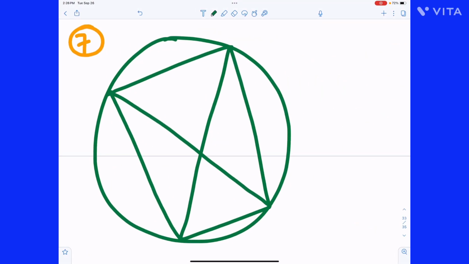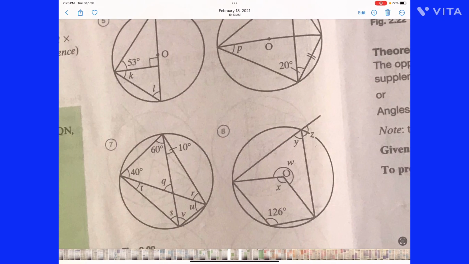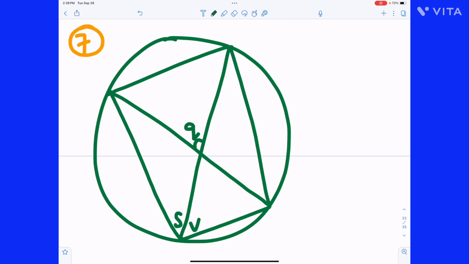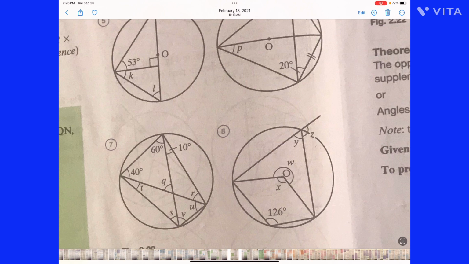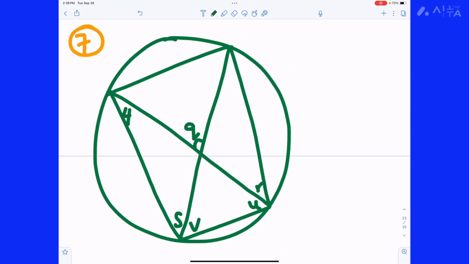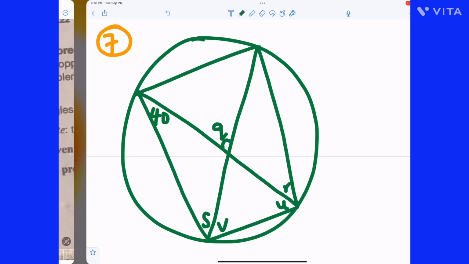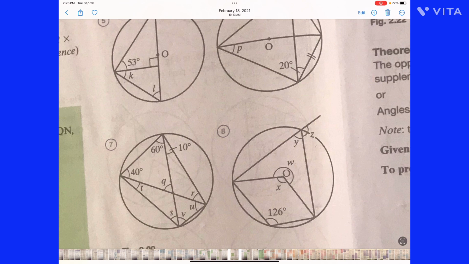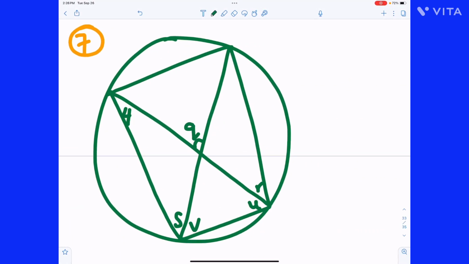At the point of intersection here, I have one tiny little angle, Q. Then S, V, U, R. What else? 40, 60, 10. Count well. T, 40, 60, 10. So this place is T, 40, 60. I'm going to write that one. 10. 40, 60, 10.